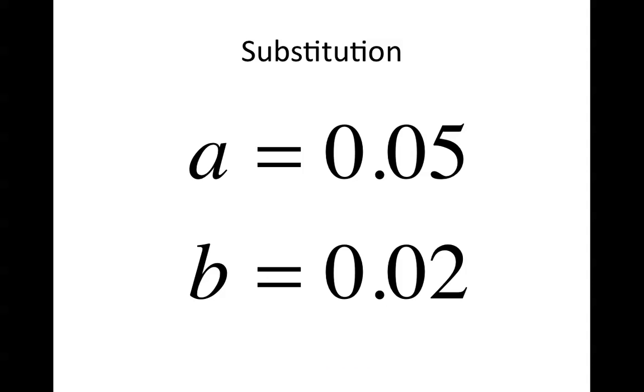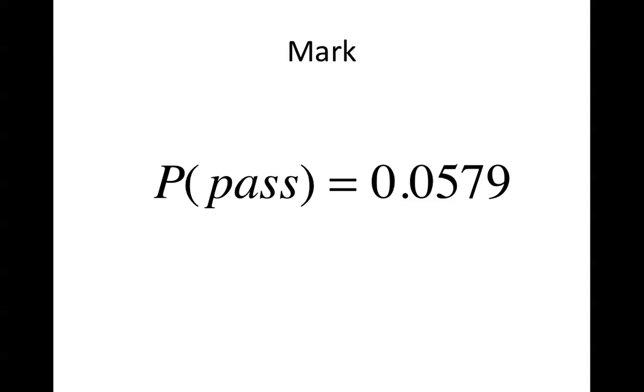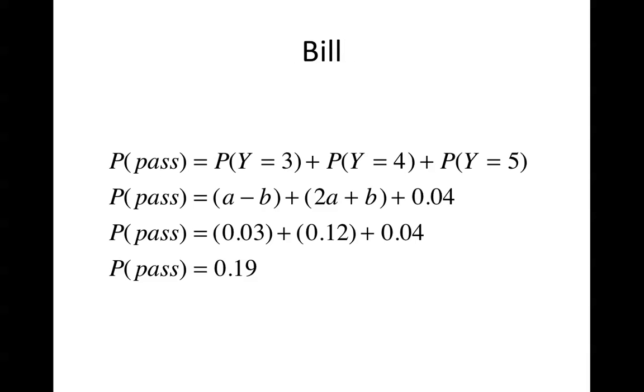Next, question C. The question is, find out which student is more likely to pass. So, who's more likely to pass? Assuming you've already done part A, you know that Mark has a probability of passing of 0.0579. Next, we want to find out the probability of Bill passing.